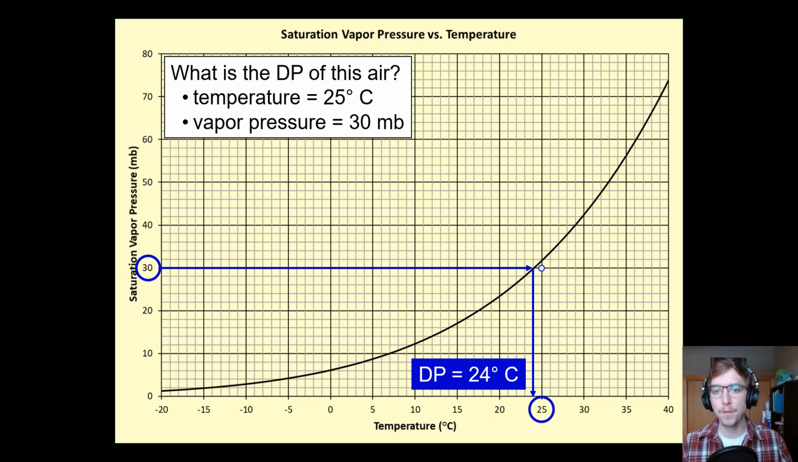So dew point would give you your vapor pressure. Saturation vapor pressure gives you your temperature. And that's how you can find and work between these. It's just a basic algebraic equation to figure this out here.